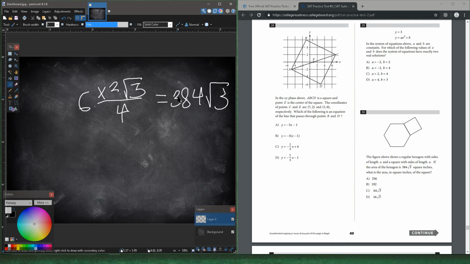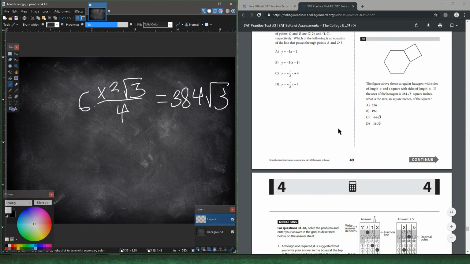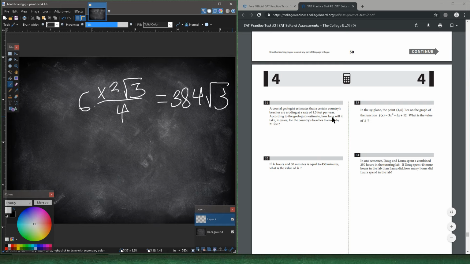So using your calculator, the side length A is 16. So the area is 256, because 16 squared. So the answer is A. So we finished all the multiple choice. Let's go to the first response.